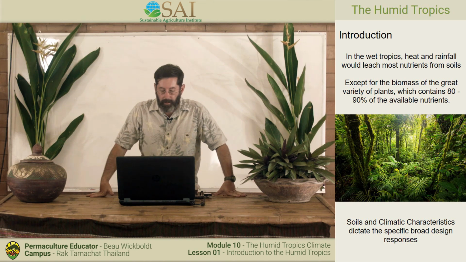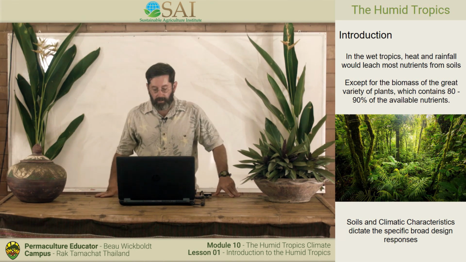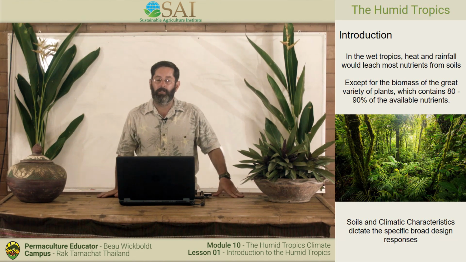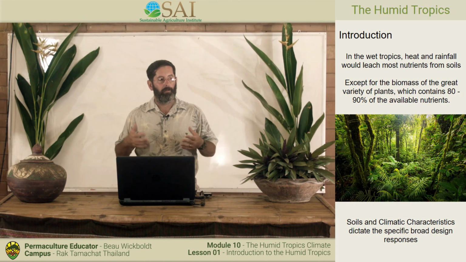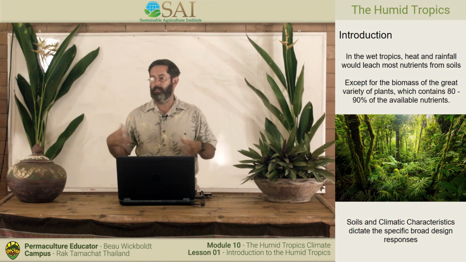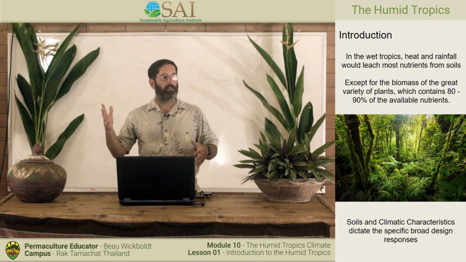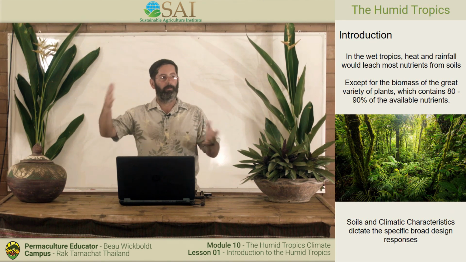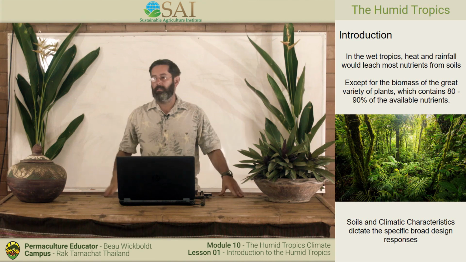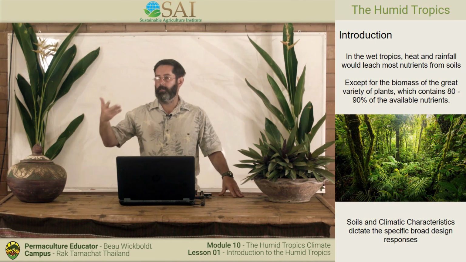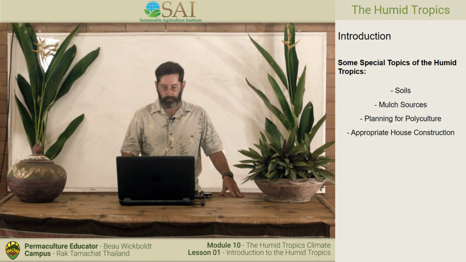So the soils and climatic characteristics will dictate the specific broad design responses. As a permaculture designer, when I go into a particular region, I have to understand the characteristics of the soils driving the characteristics of the trees. So the trees are a response to particular soil characteristics. In this instance, it's driven by increased rainfall and poor soils.